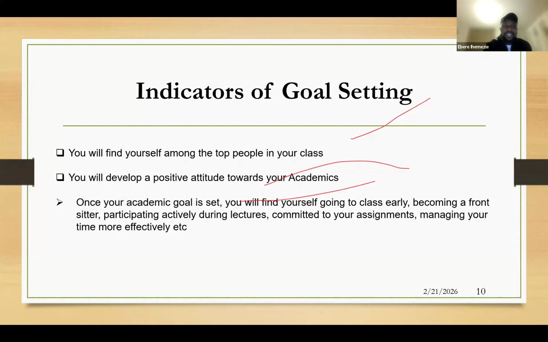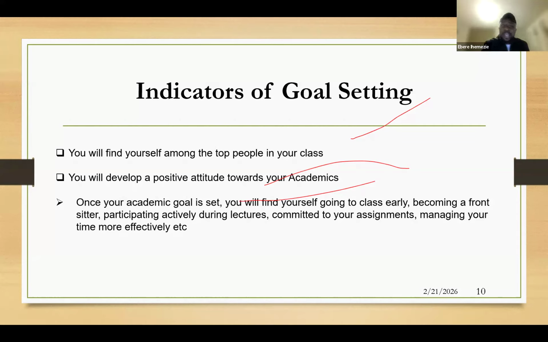So in practice, once your academic goal is set, you will find yourself going to classes early. You become a front seater in class. You become more active in participating in lectures. You commit to doing your assignment on time and submitting them on time. You start managing your time and yourself more effectively. So these are some of the things you will notice once your goal is set. And this is so when you say, my goal this semester is to make 5 points.